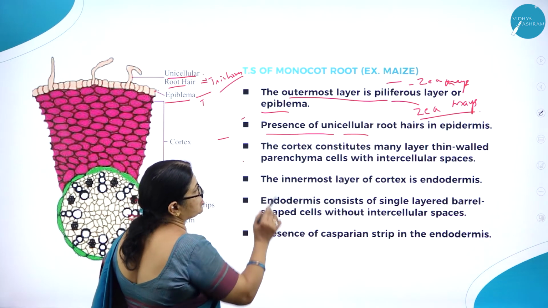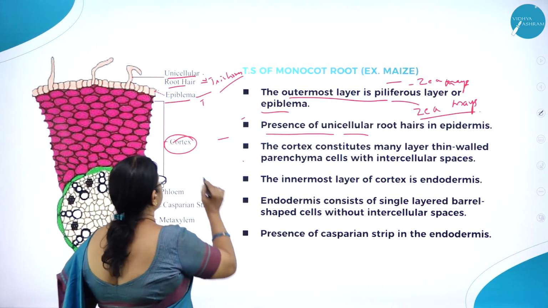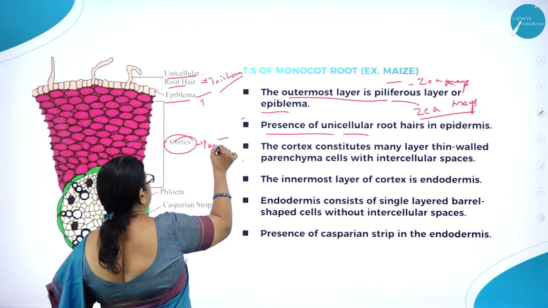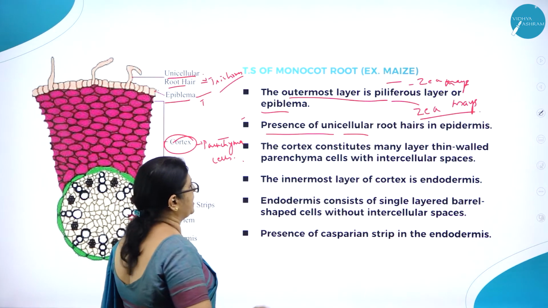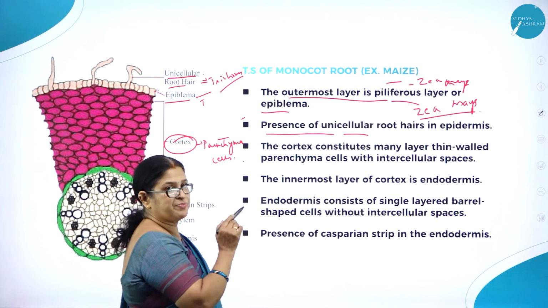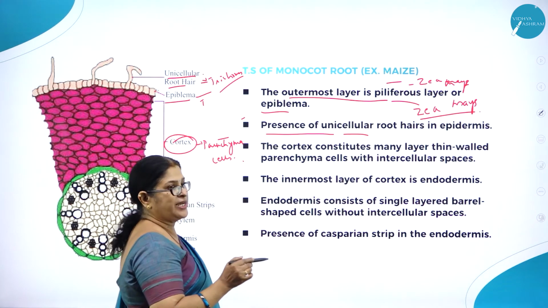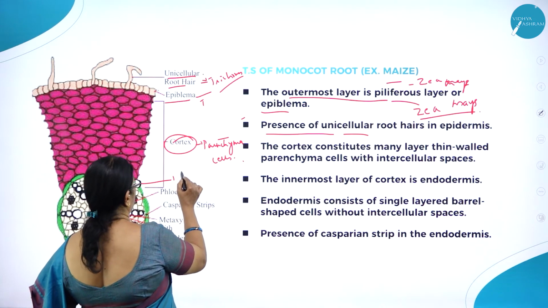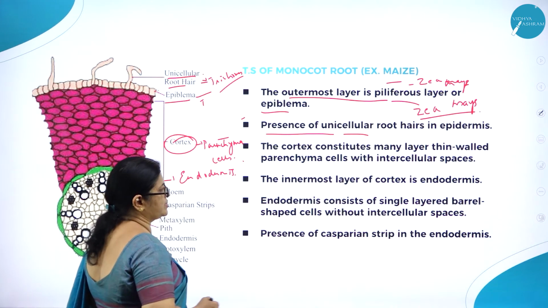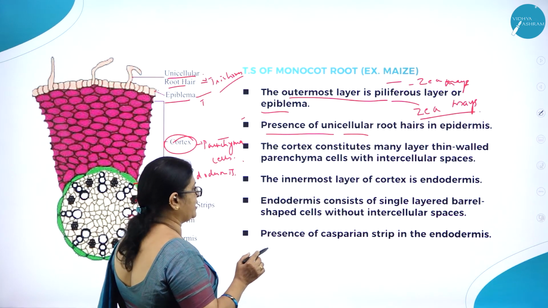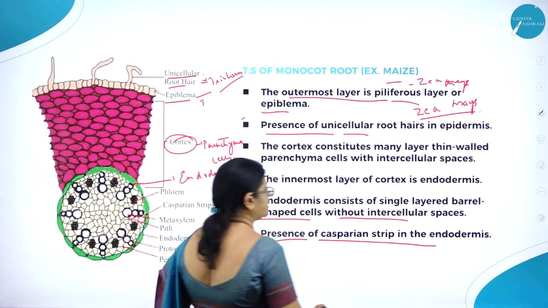Next, the cortex constitutes many layers. Here you can see this whole region is called cortex, which is made up of parenchyma cells. So the cortex constitutes many-layered, thin-walled parenchyma cells with intercellular spaces. The innermost layer of the cortex is called what? Endodermis. This is called endodermis. The endodermis consists of single-layered barrel-shaped cells without intercellular spaces, with the presence of Casparian strip in the endodermis.